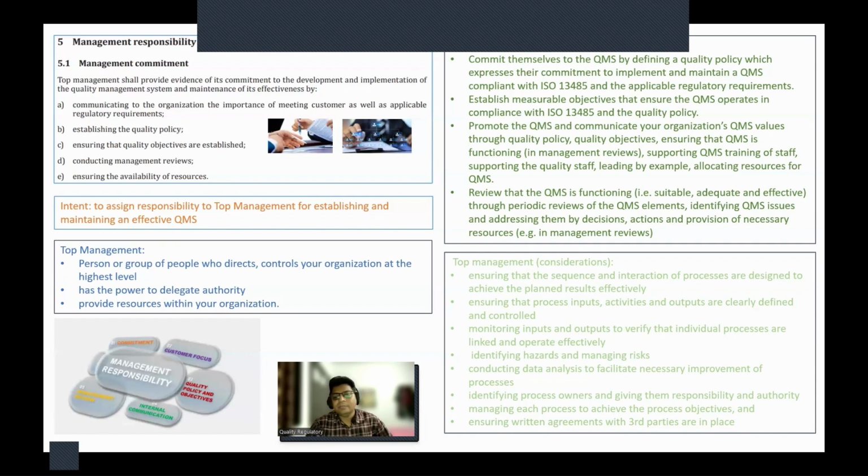Managing each process to achieve the process objective, and ensuring written agreements with third parties are in place. These third parties may be our suppliers, service providers, or any notified bodies.